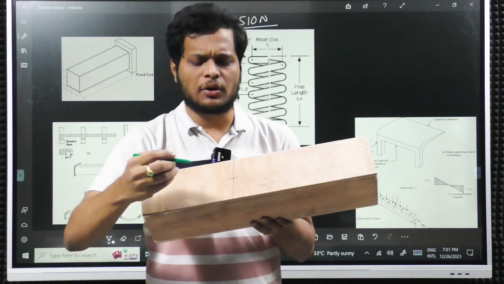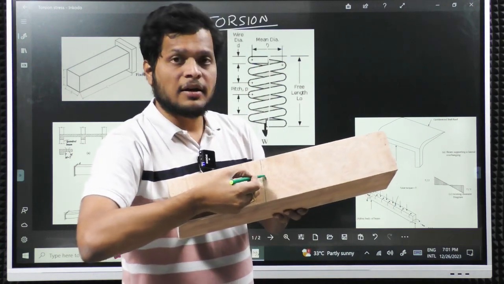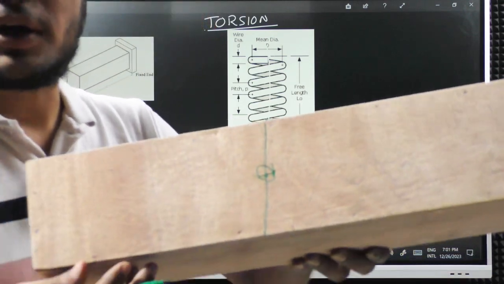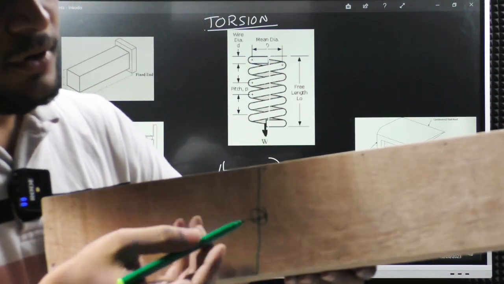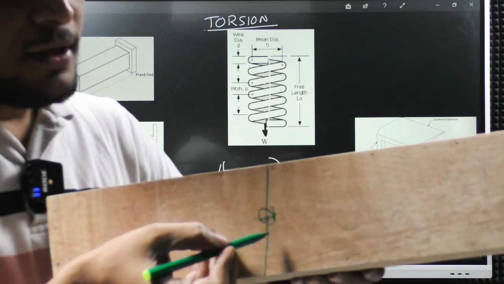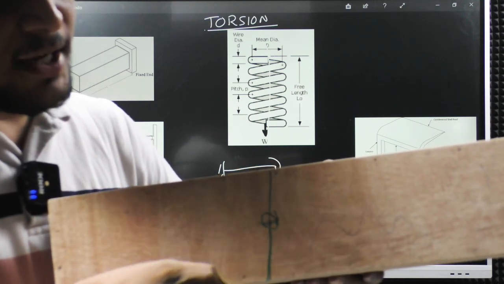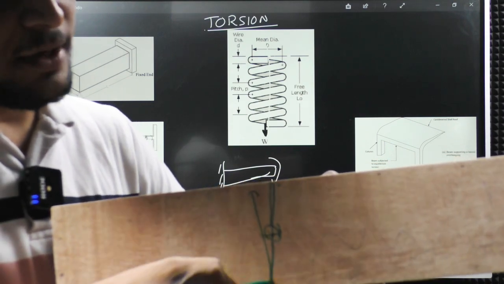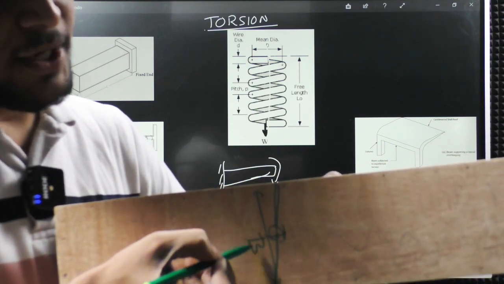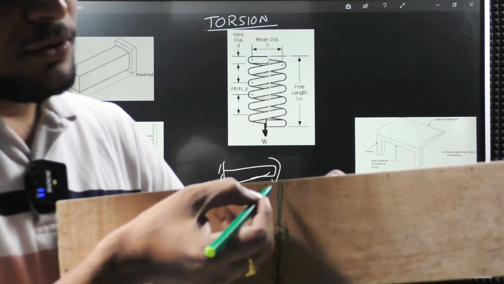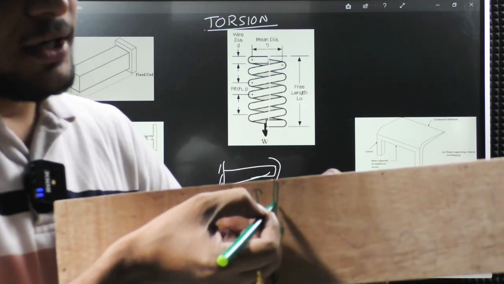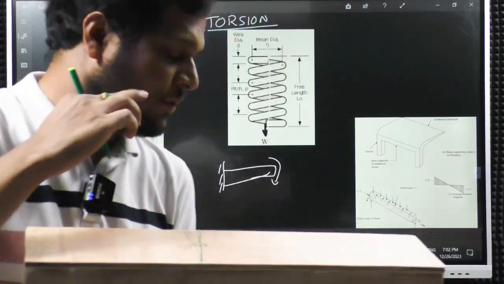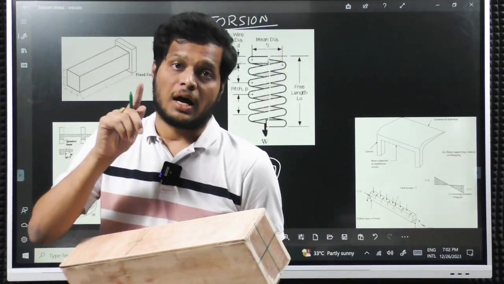If I apply the load apart from the center, I don't know whether you are able to look at this or not. So this is the plan view. Apart from the center, if I apply the load at any other point apart from B by 2, so if this is B, this is B by 2, apart from this, if I apply the load at any point on the beam like this, it will create torsion along with the bending.